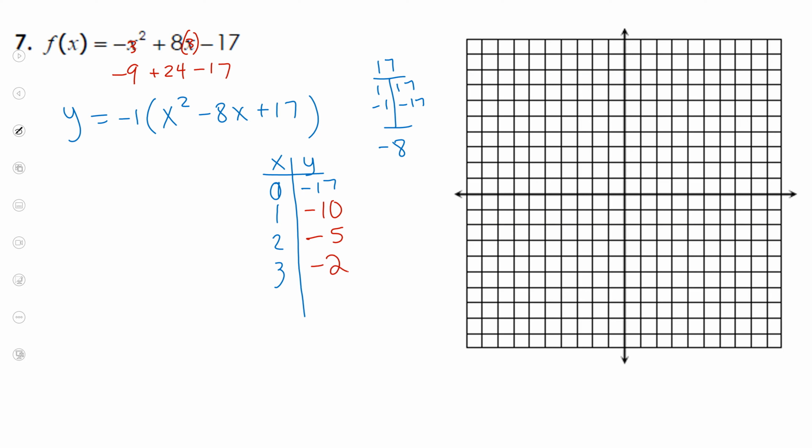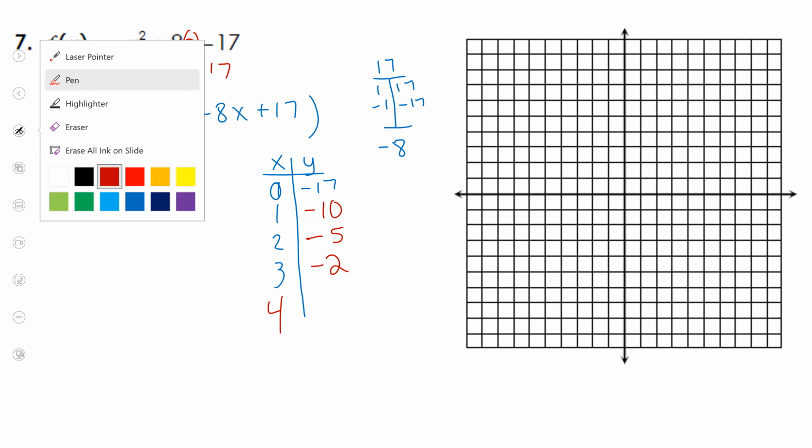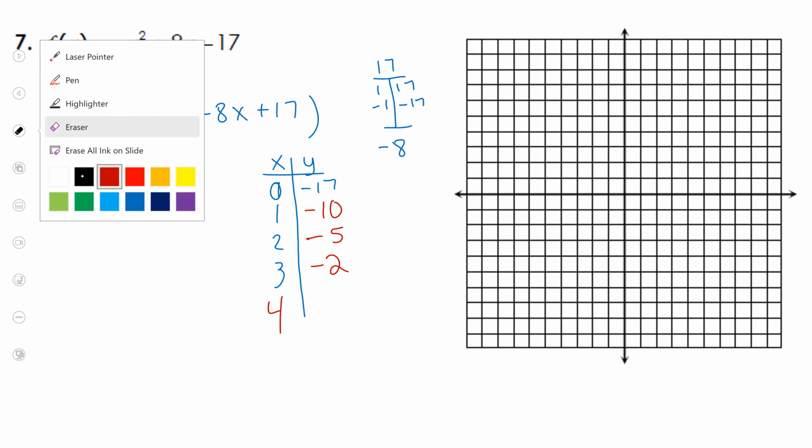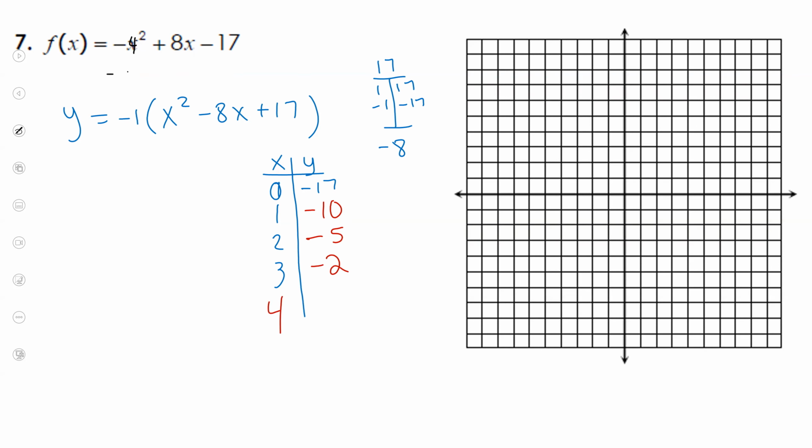Okay, let's try some more numbers. Let's plug in a 4, see what happens. All right, number 4, we're going to plug in a 4. We get -16 plus plug in a 4 here, 32 minus 17. What will this be? Is it -1? Yeah, -1.